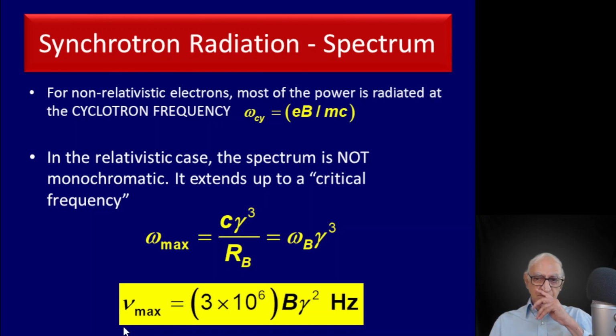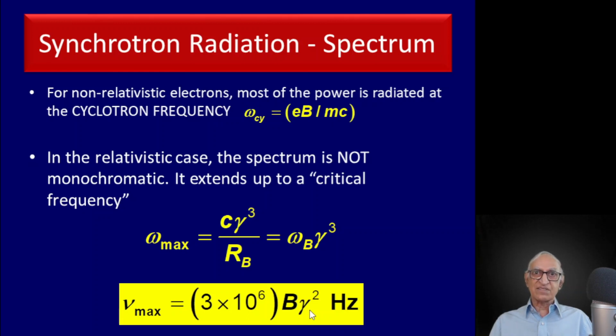So, if the strength of the magnetic field is 1 Gauss, and the charge is non-relativistic, then the frequency of the cyclotron radiation will be 3 megahertz. 3 megahertz, because gamma is 1 and B is 1.